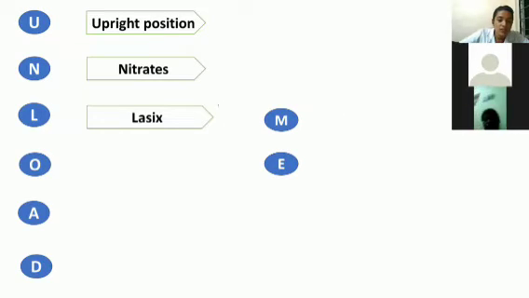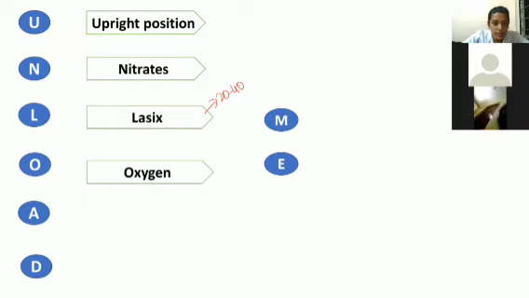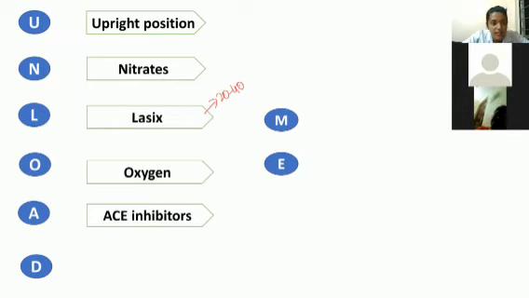Usually, how much will we give? 20 to 40 mg we will give for initial therapy. Then oxygen, obviously we have to give if the patient is having dyspnea. Then ACE inhibitors we will give. This is for the RAS mechanism, so we can rationalize why these ACE inhibitors are being given.